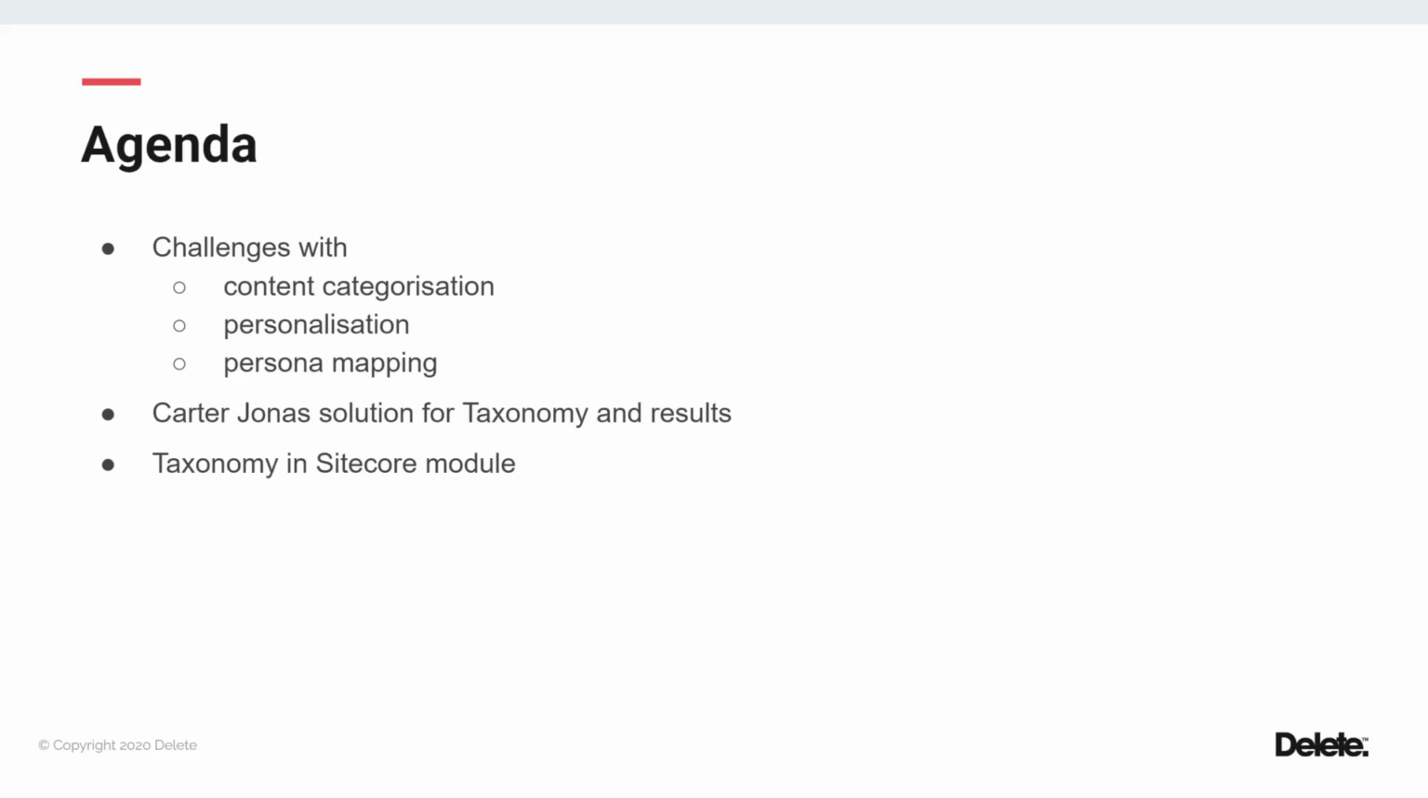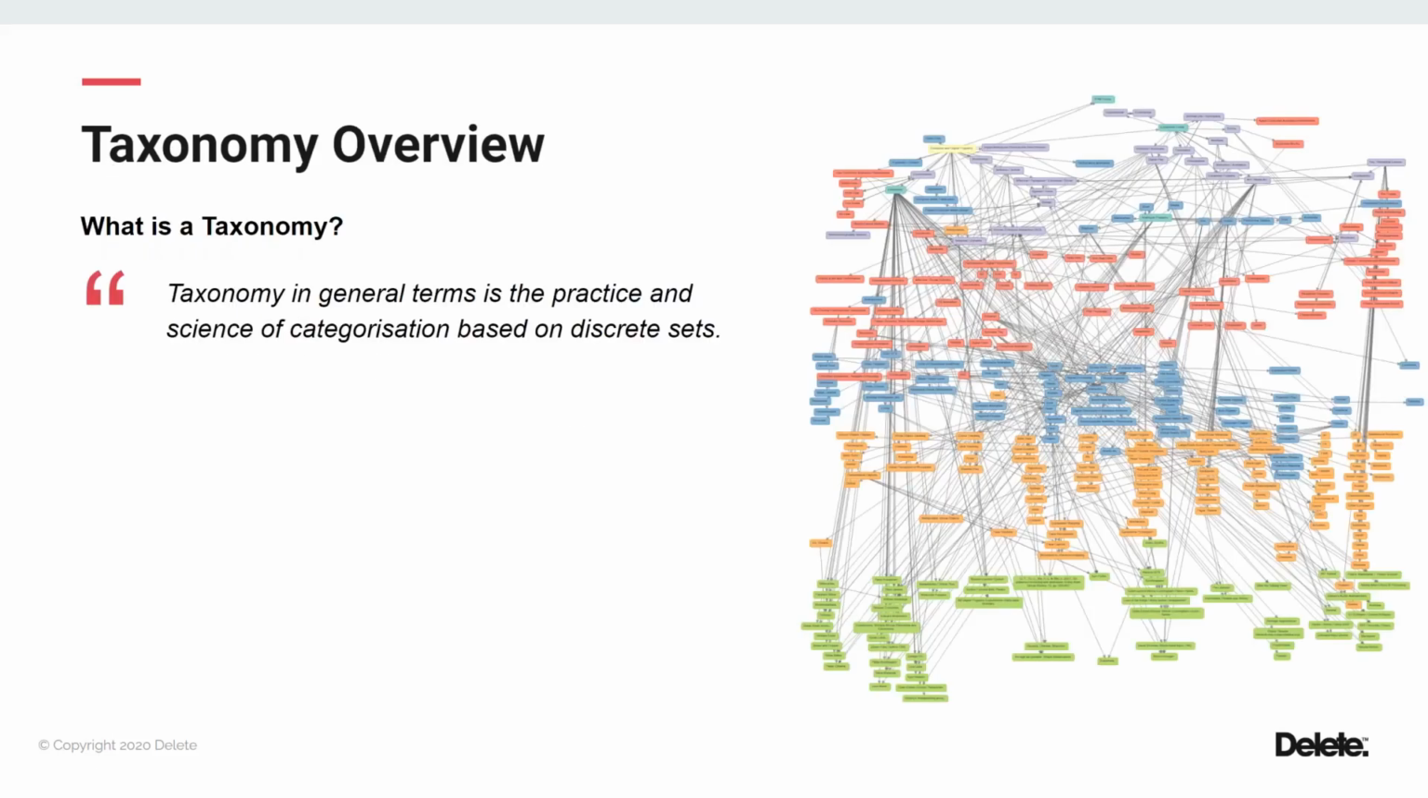Agenda for today. We all face some challenges with content categorization, personalization, and persona mapping. So today we would like to share with you our tried and tested approach to taxonomy in Sitecore implementation based on an award-winning property business called Jonas, and also share the significant results. And finally, we would like to announce an open source taxonomy in Sitecore module we've just released about a month ago in July.